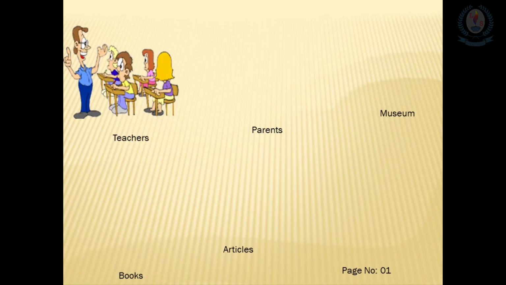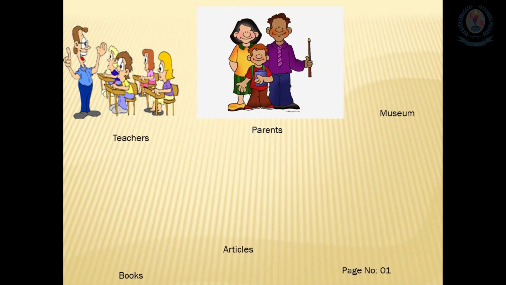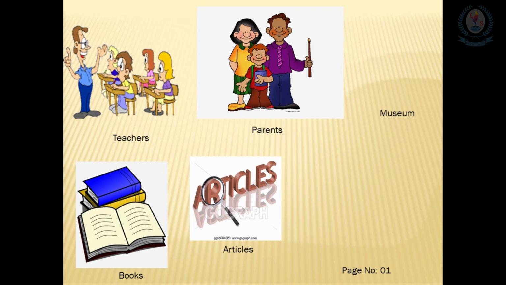Teachers. Teachers are teaching us about the Sri Lankan history and world history. They help us to know more information about the history of our country and the history of the world. Parents. Parents are helping us to know about the past events of our family and even the past events of our village. Books and articles. By reading books and articles, we can collect more information about past events of our country and past events of the world.